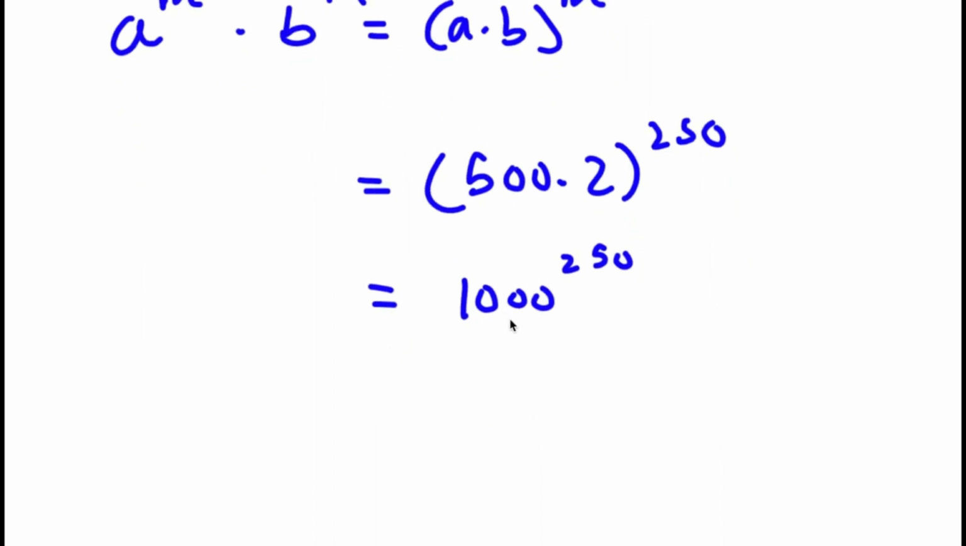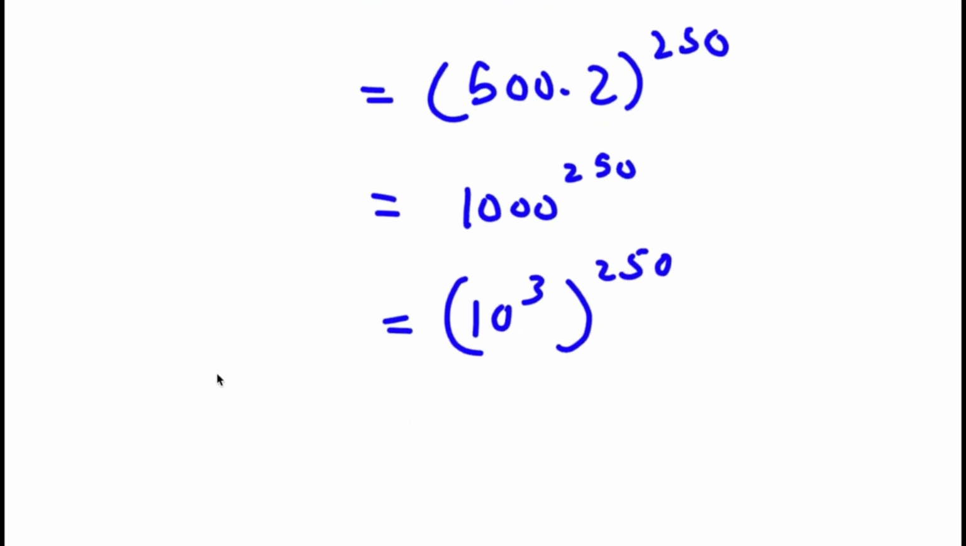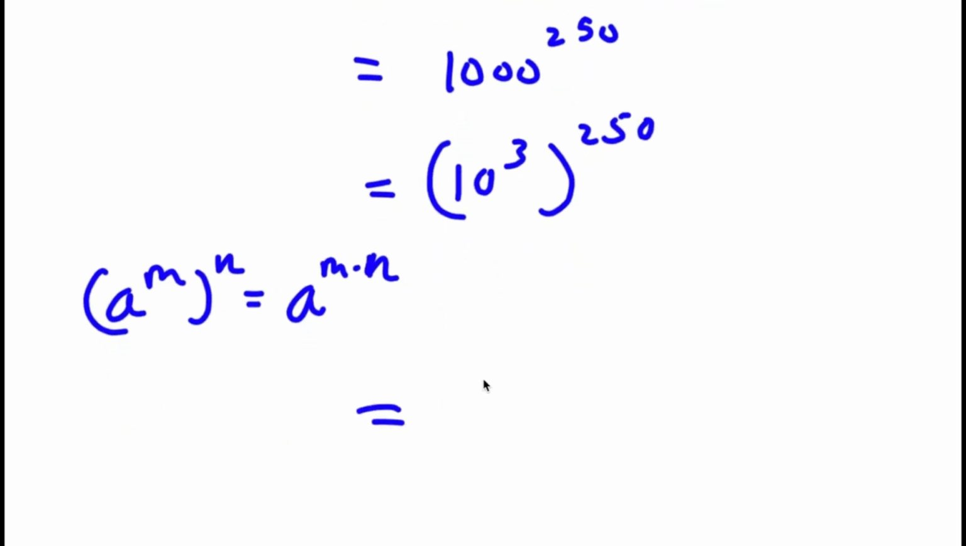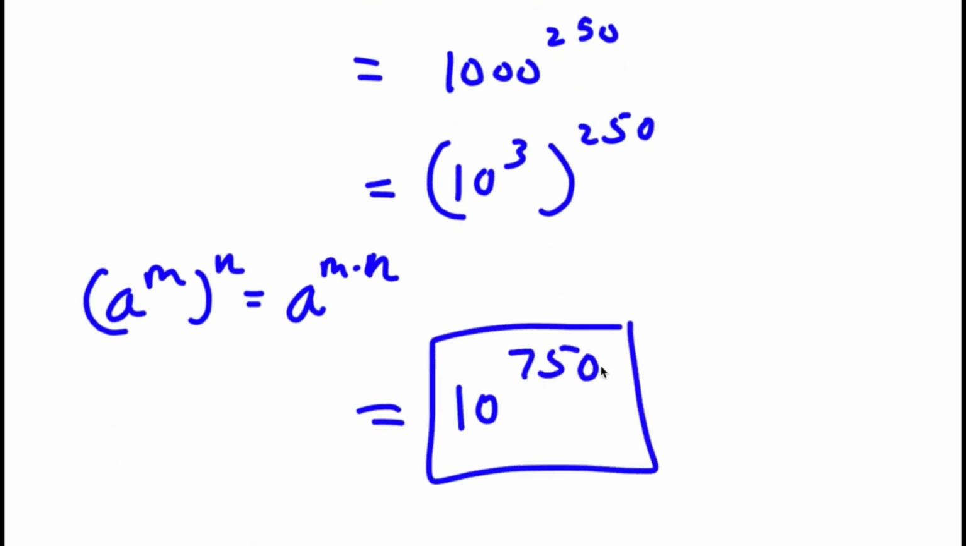Now 1,000 is the same thing as 10 to the power of 3. So now I have 10 to the power of 3 to the power of 250. And if I have something in the form a to the power of m to the power of n, this is equal to a to the power of m times n. So 10 to the power of 3 to the power of 250 is going to equal 10 to the power of 3 times 250, which is simply 10 to the power of 750. So this is my answer.